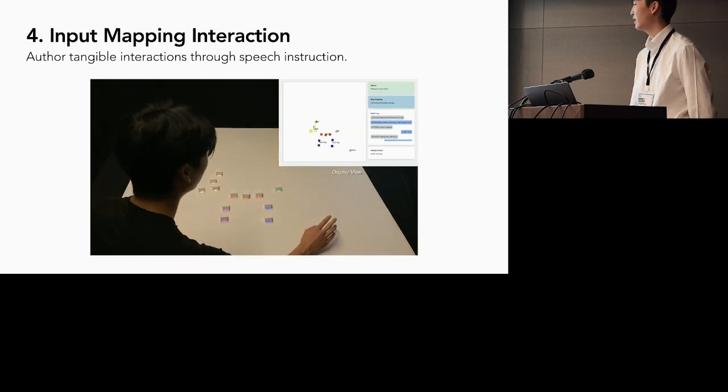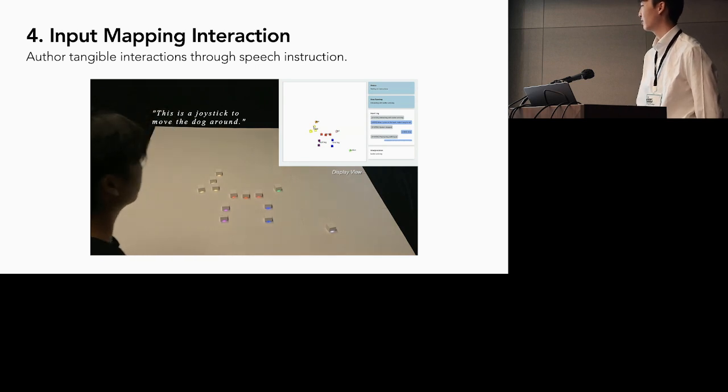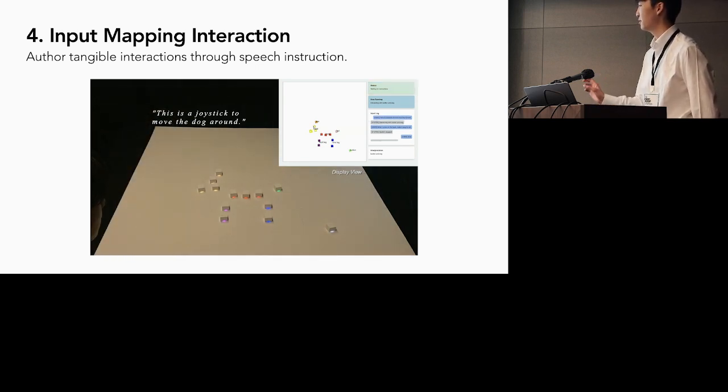And finally, users can create input mappings for more gestural control over the robot. Here, I use this button as a joystick to move the dog around.